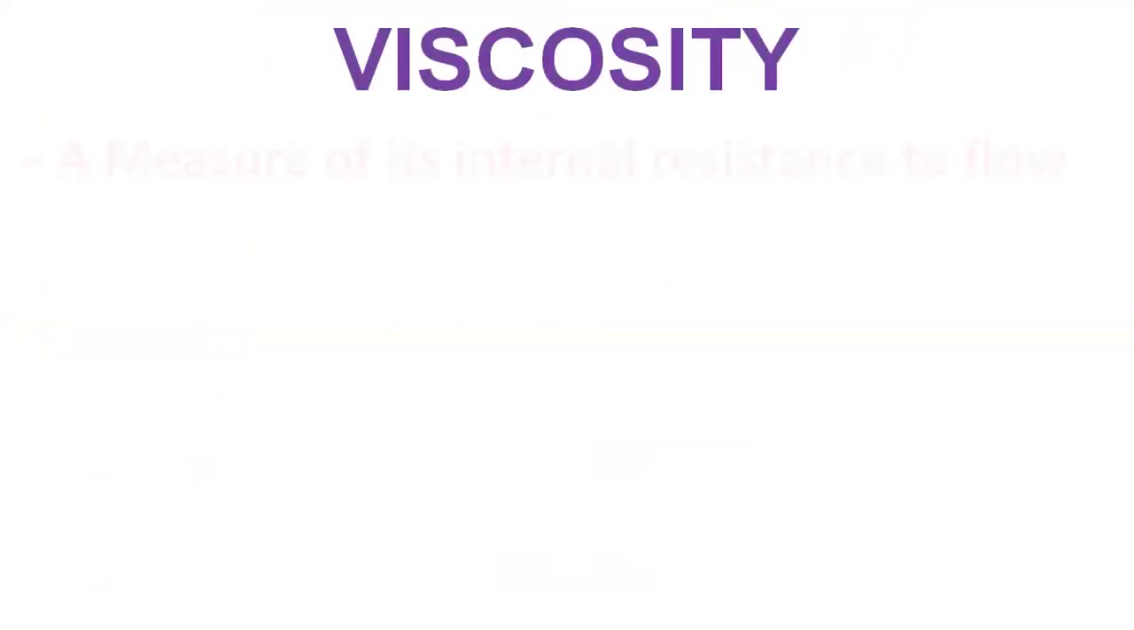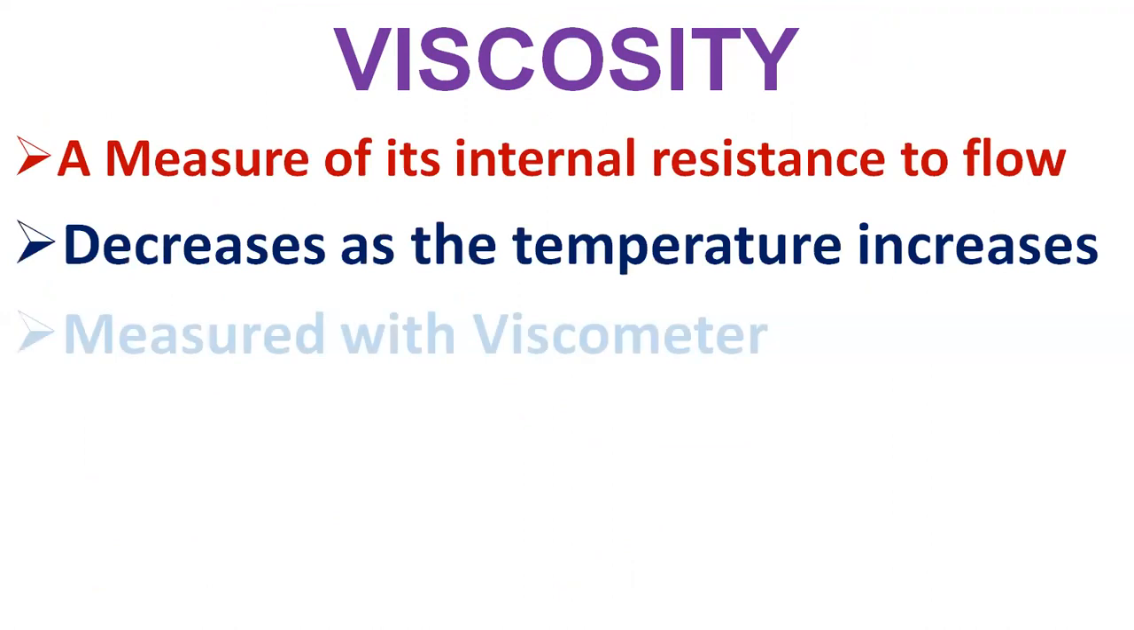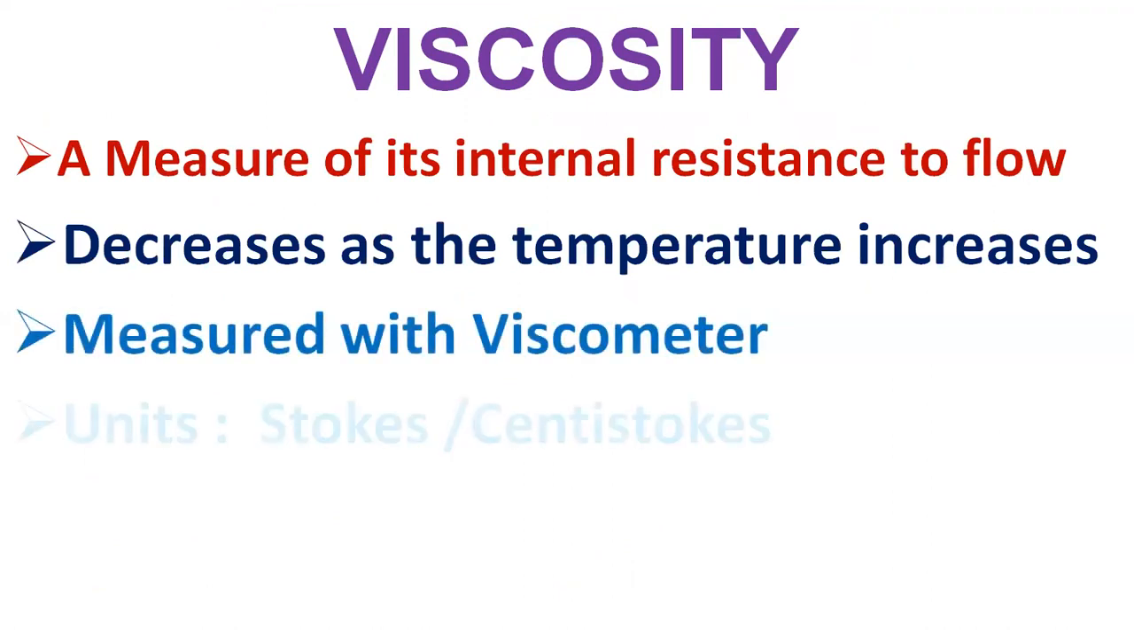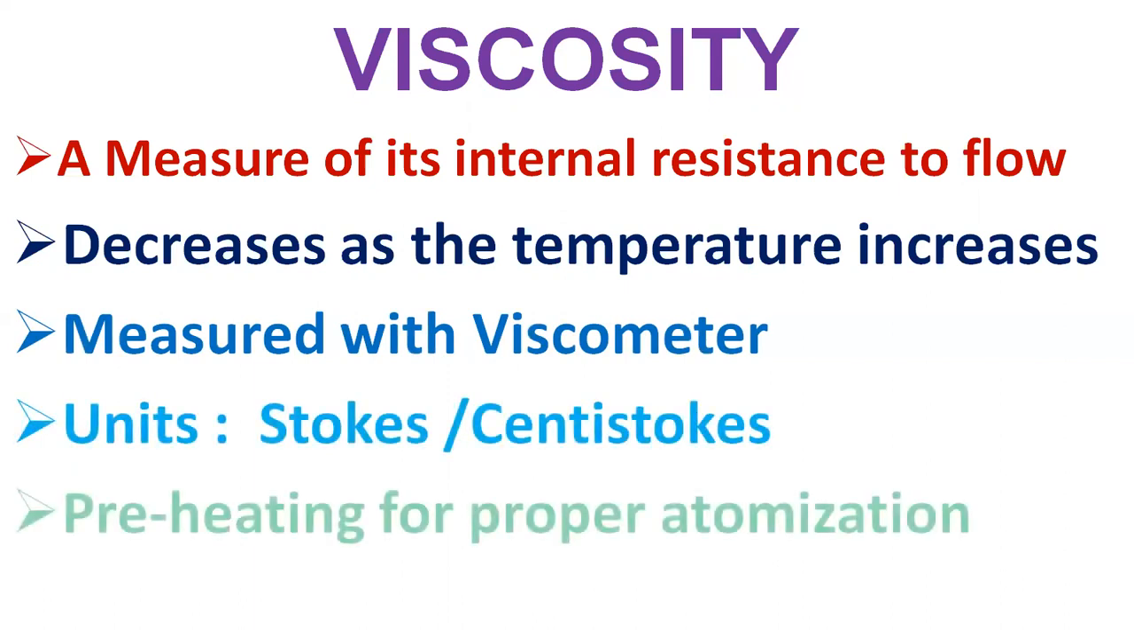So the next factor is the viscosity. The viscosity of a fluid is a measure of its internal resistance to flow. Viscosity depends on the temperature and decreases as the temperature increases. Any numerical value for viscosity has no meaning unless the temperature is also specified. Viscosity is measured in Stokes or centistokes. Sometimes viscosity is also quoted in Engler. The measurement of viscosity is made with an instrument called viscometer.